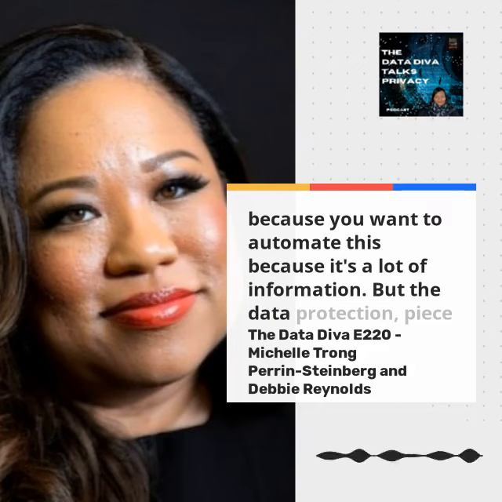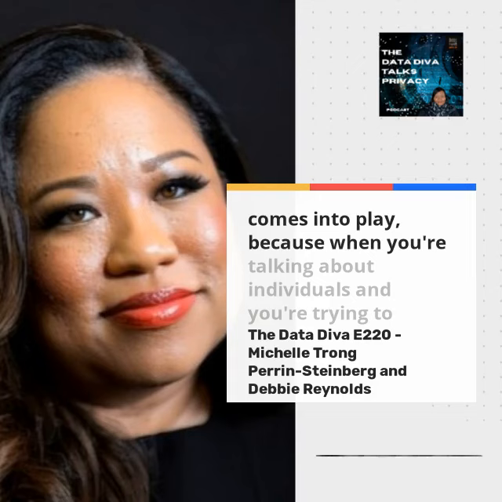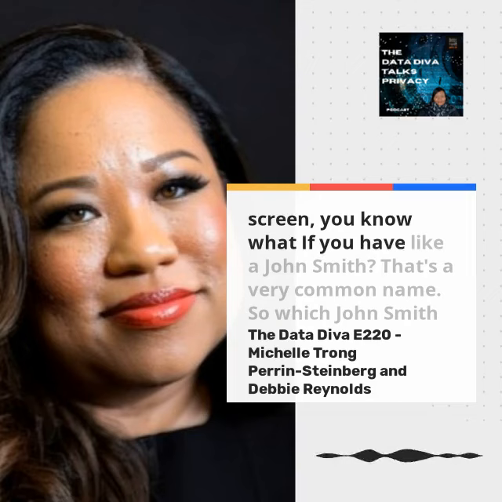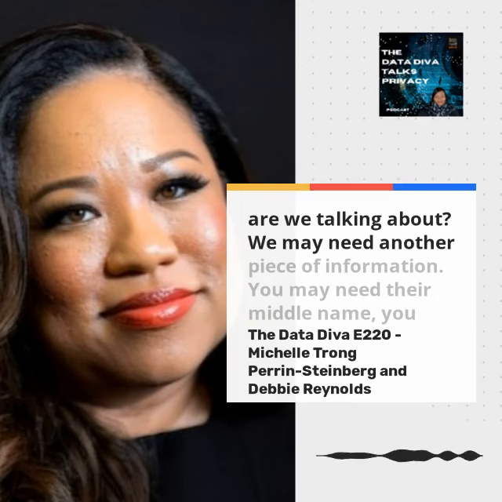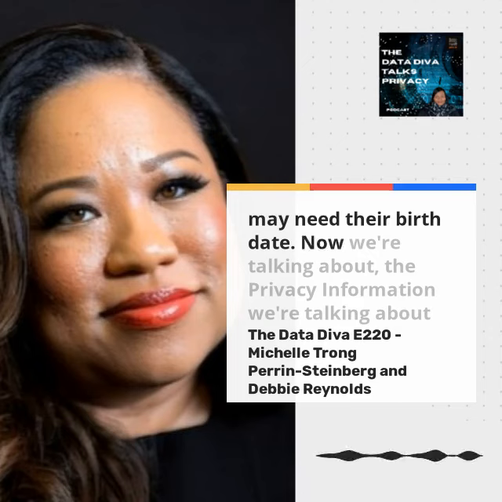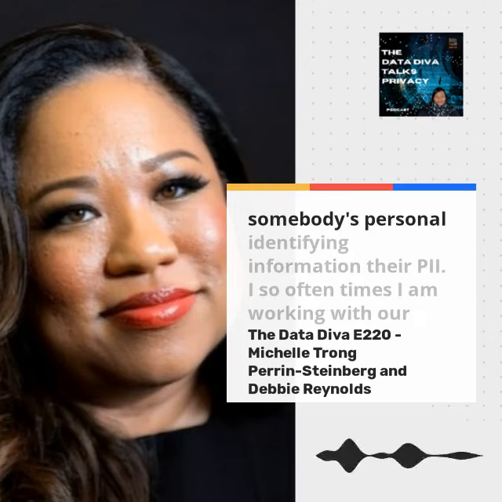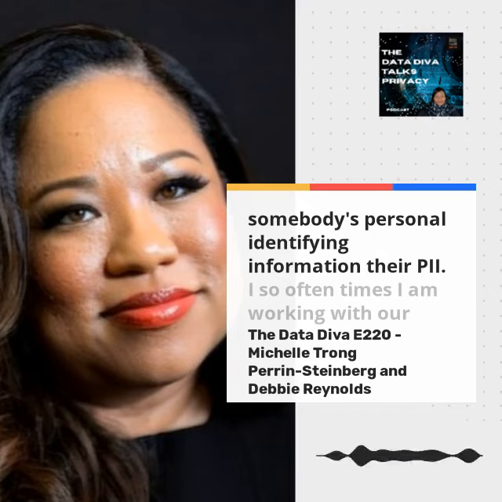But the data protection piece comes into play because when you're talking about individuals and you're trying to screen, what if you have a John Smith, right? That's a very common name, so which John Smith are we talking about? We may need another piece of information. We may need their middle name. We may need their birth date. Now we're talking about the privacy information. We're talking about somebody's personal identifying information, their PII.